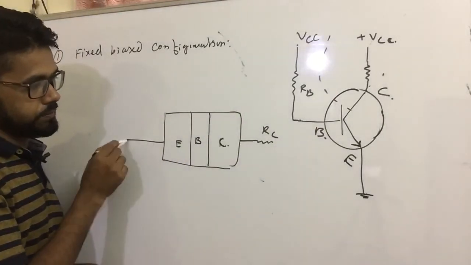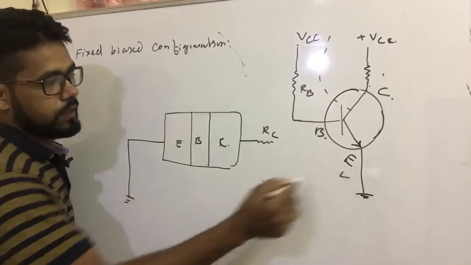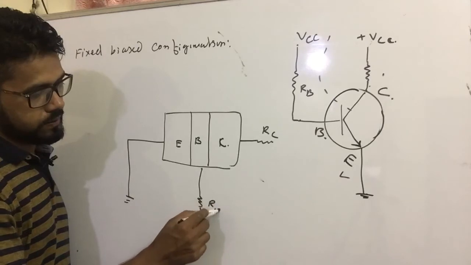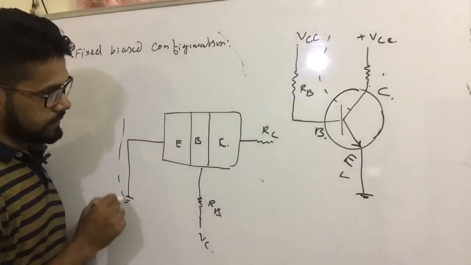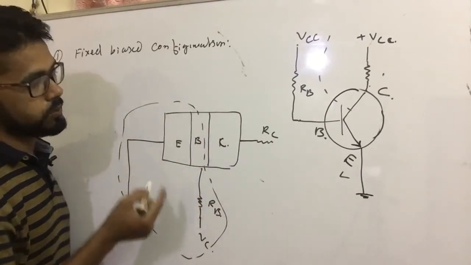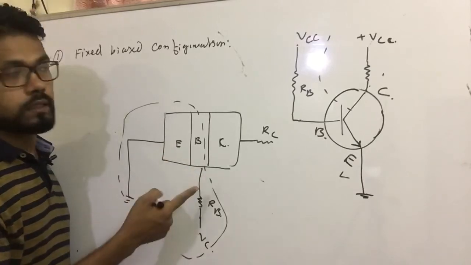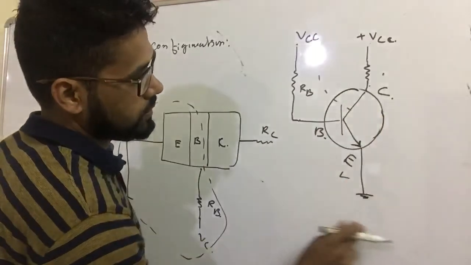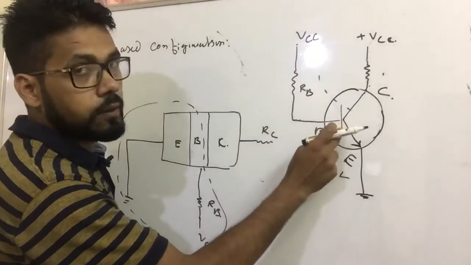Emitter is grounded. And this base is connected to RB. So I will analyze this circuit first. This is the input circuit. Input circuit covers emitter, base and RB. This part, that means we have to include one VCC, RB and one diode.